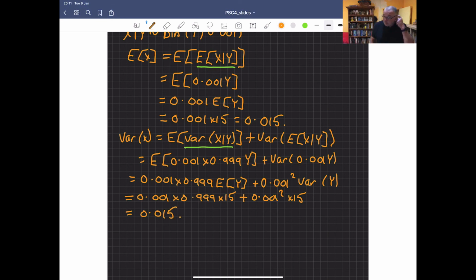Very nice. So again, the nice thing is you don't have to get the distribution if you don't need to. If you just want expected values and variances, you can use what we call conditional expectation and conditional variances to get that. So that's it.